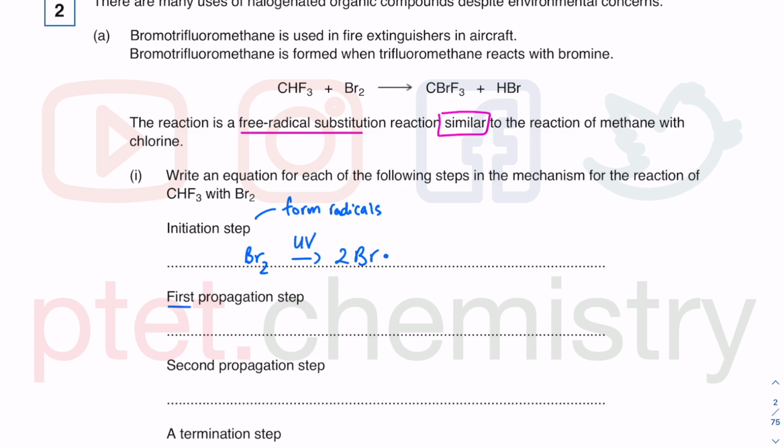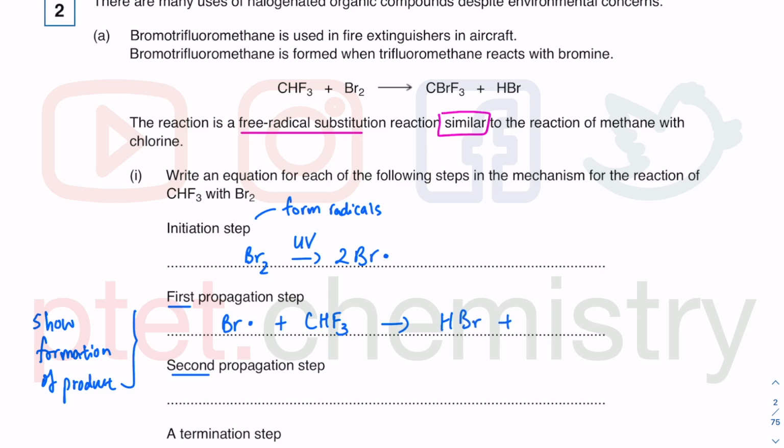There are 2 propagation steps because you want to show the formation of the substitution product. You don't get to the substitution product in one propagation step. So the Br radical plus your molecule: the radical is going to take away the hydrogen such that you get HBr, but you will then get a CF3 radical. Now the CF3 radical is going to react with another molecule of bromine, and this will give you your substitution product, and it will kick out the other radical.